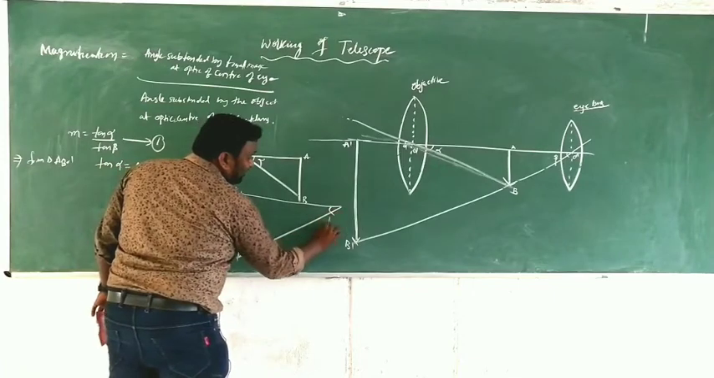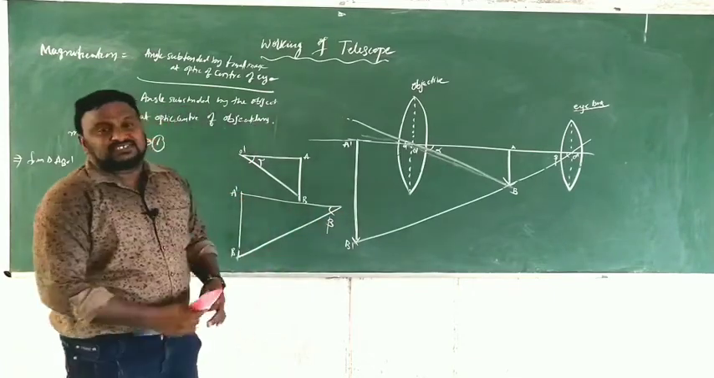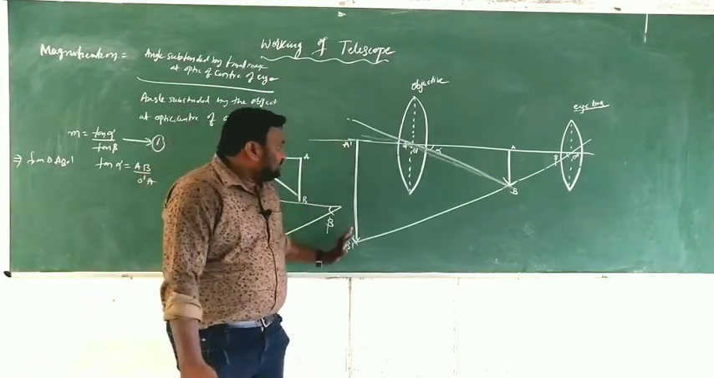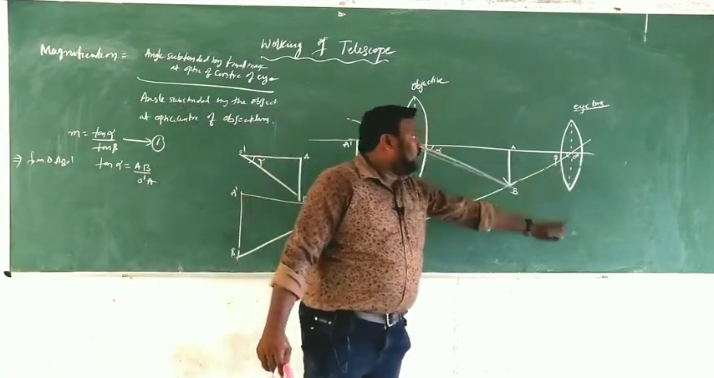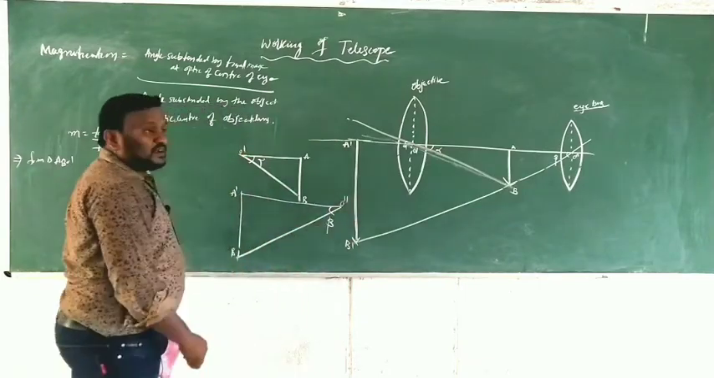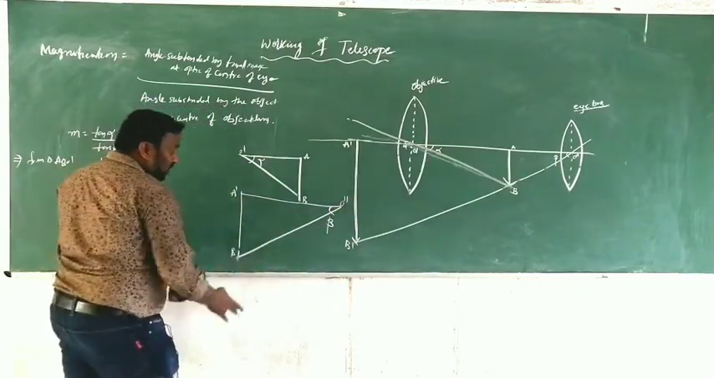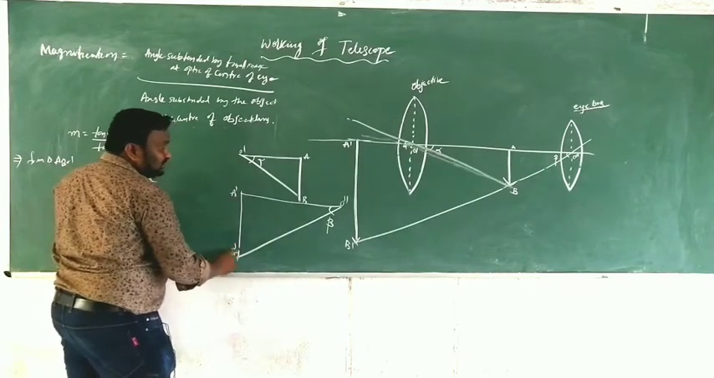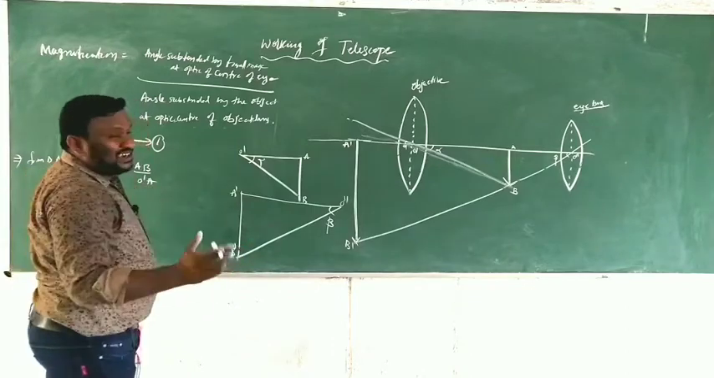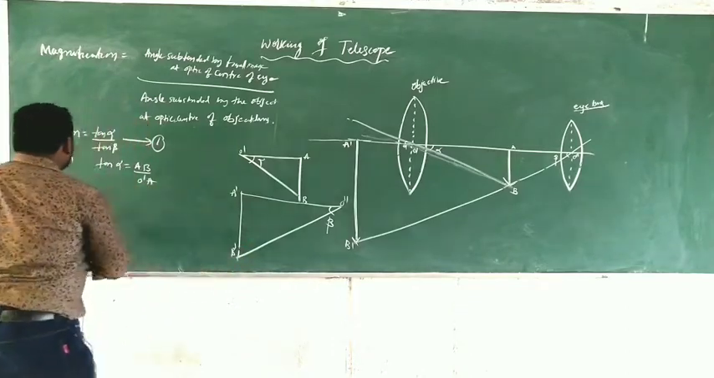Now this is the angle beta. I am drawing it separately to understand very clearly. A dash, B dash, and O double dash. So this is O double dash. From that, what do you write? Tan beta means A dash B dash by O double dash. Double dash or double prime, we can say it like that also.